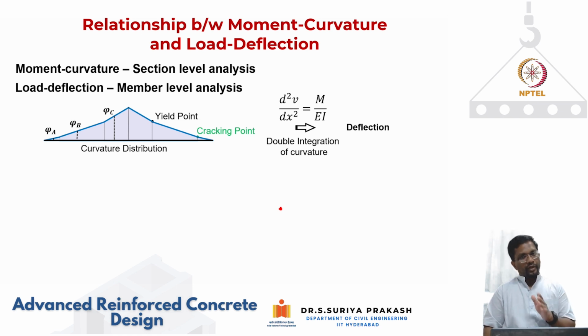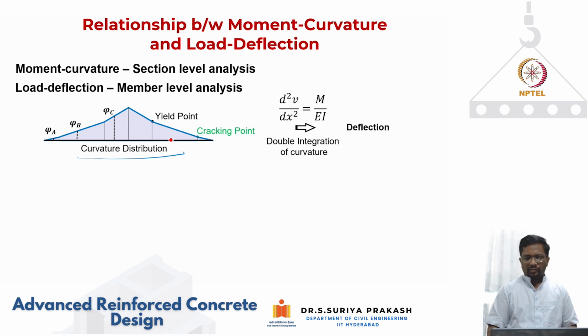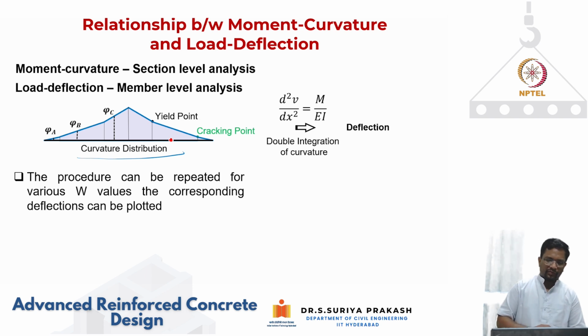So now how do you get your curvature distribution? You do structural analysis, you get your bending moment diagram. At each section, you know what is the bending moment that is acting. Now that you have done section analysis for that particular bending moment, you should be able to get your curvature. Now from that, you can get your curvature distribution. Now that the curvature distribution is known, I can find out what is the deflection between the 2 points by integrating the distribution of the curvatures.